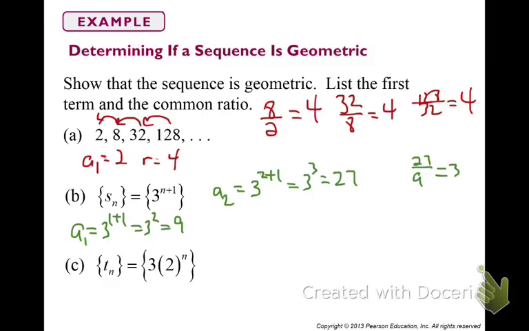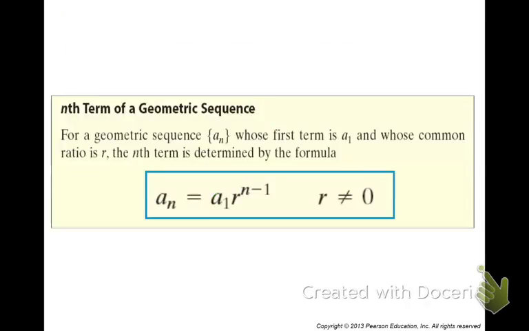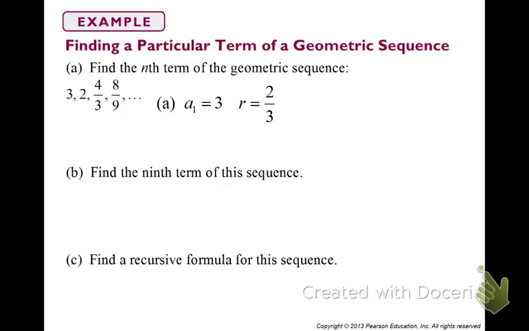All right, so on this one, we had a common ratio of 3, and then the a sub 1 over here of 9. Okay? And what kind of formula is this again? It's the what? Perfect.